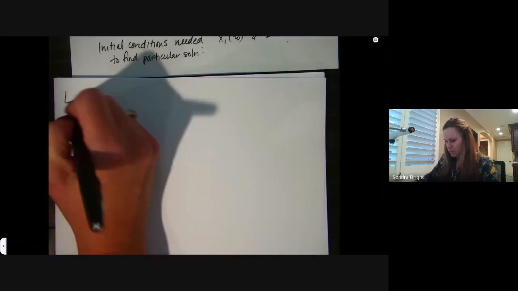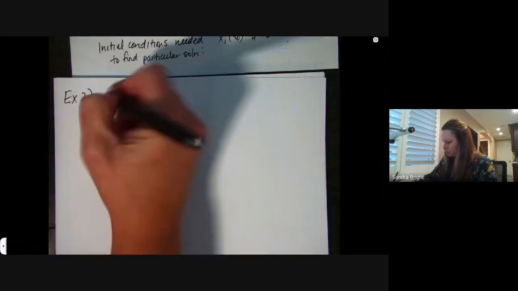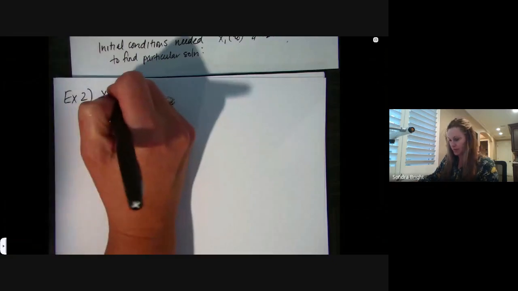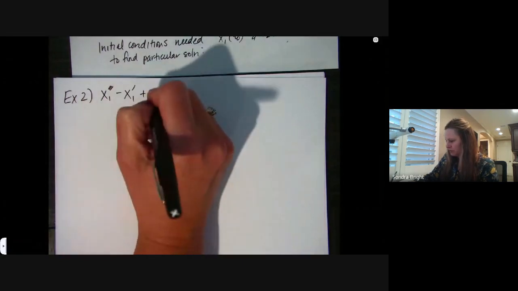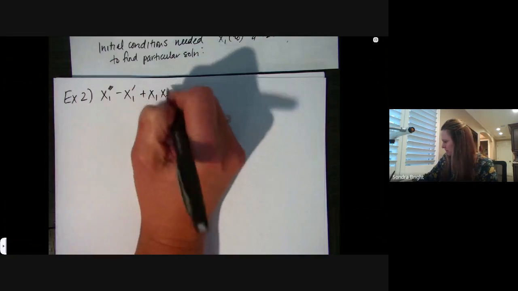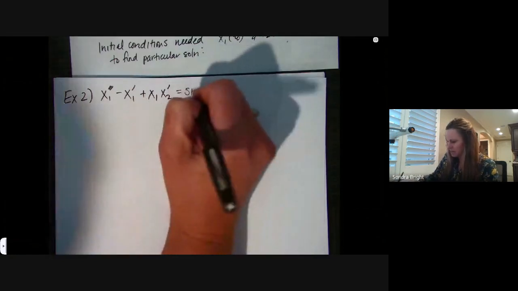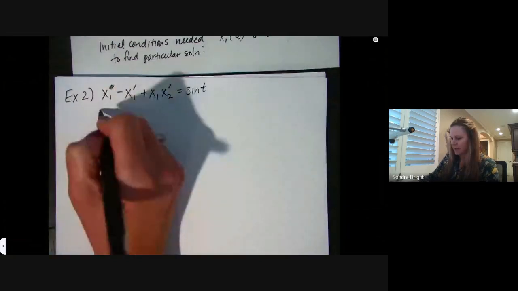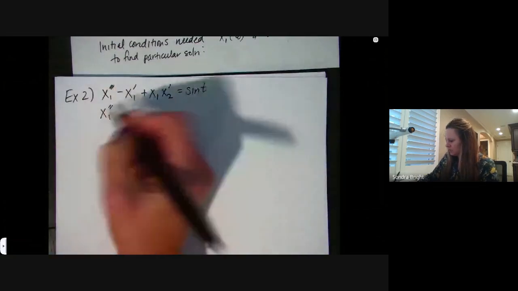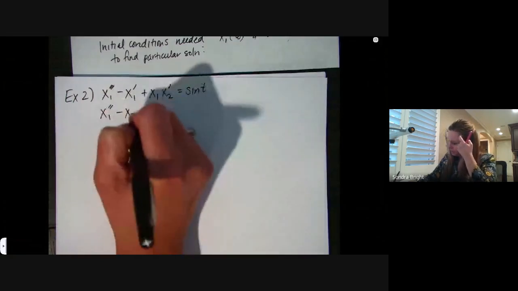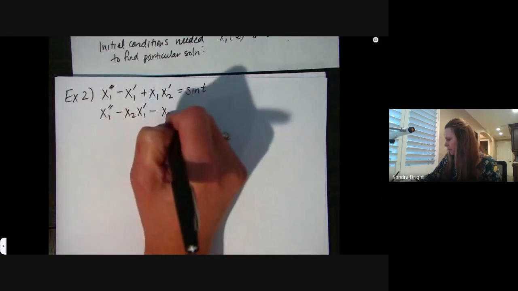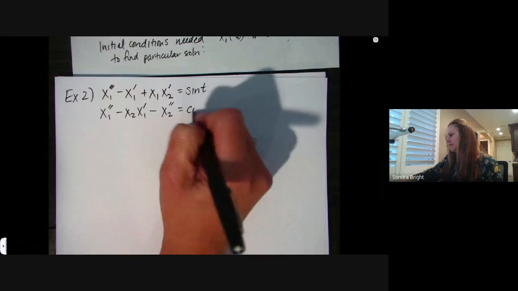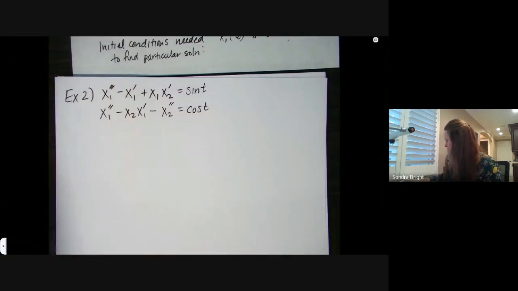where same directions, but it's x1 triple prime, so that's the third derivative of x1 minus first derivative of x1 plus x1 times the first derivative of x2 is equal to sine of t. And then the second equation is second derivative on x1 minus x2 times first derivative of x1 minus second derivative on x2 is equal to cosine of t. Okay, so what we're going to do is some substitution of variables.